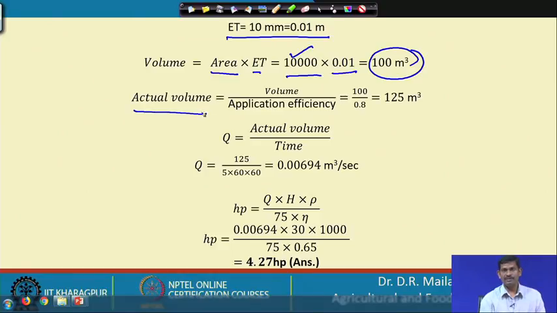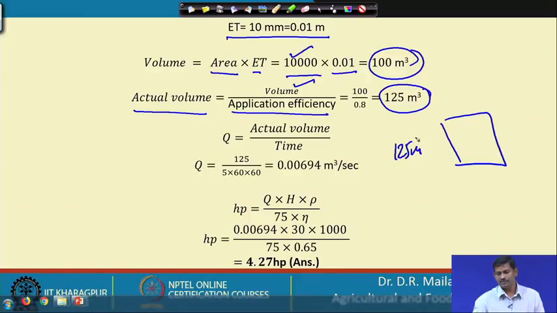So, this is in the field, right. The actual volume of water that needs to be delivered will be different, that depends on the efficiency of the device you are using. So, this volume divided by application efficiency, you get 125 meter cube that you have to apply. Because the device efficiency is 80%.